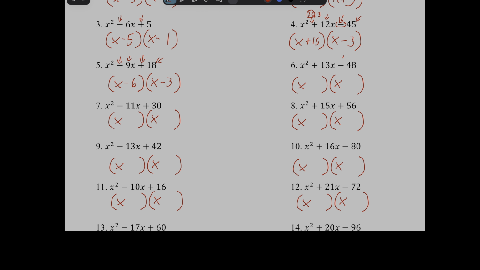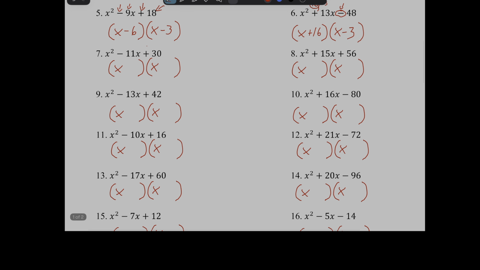All right, on this one, third term is negative, so my signs are different. Factors of the third will subtract to the 13. Now remember, if they have to subtract to the 13, one of your numbers has to be bigger than 13. When I see that 48, the first thing I think of is 16 as a bigger number than 13, and that's going to be 16 times 3, and they sure do subtract to the 13. So my 16 will get the plus sign, and my 3 will get the minus sign. They multiply to negative 48, and they add to the positive 13.